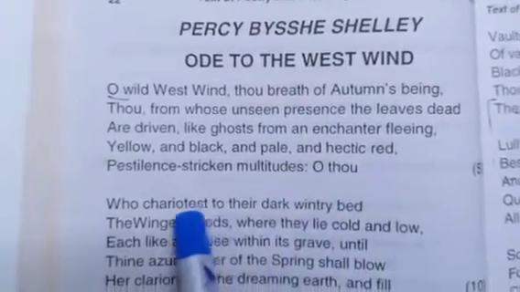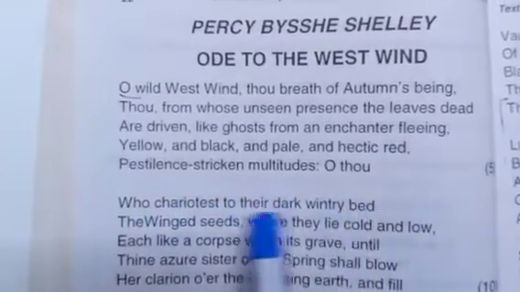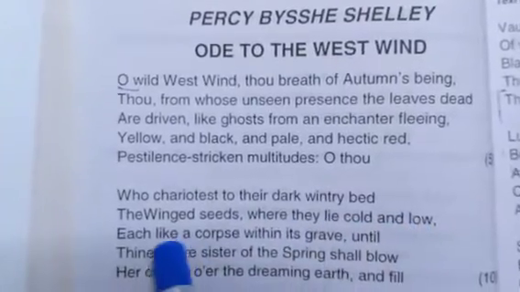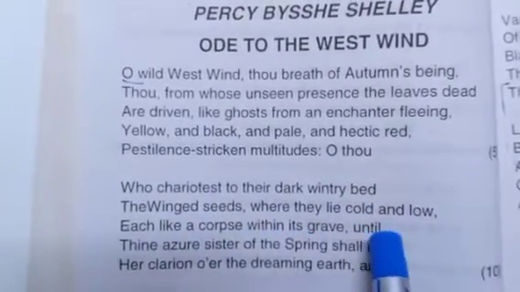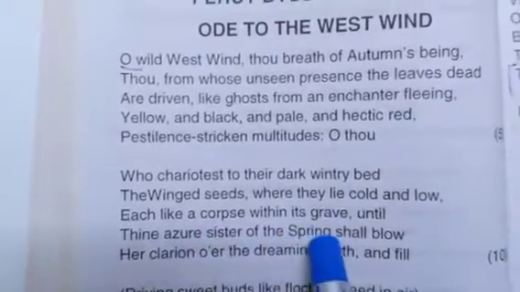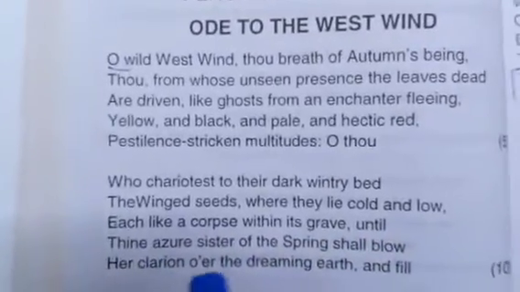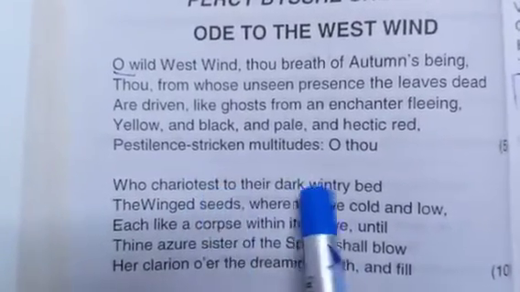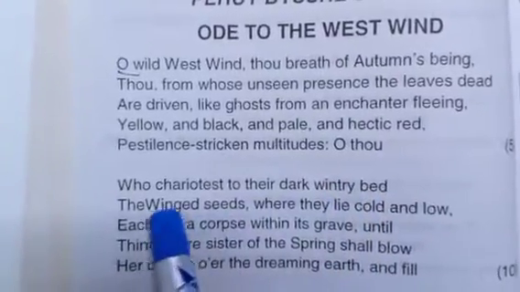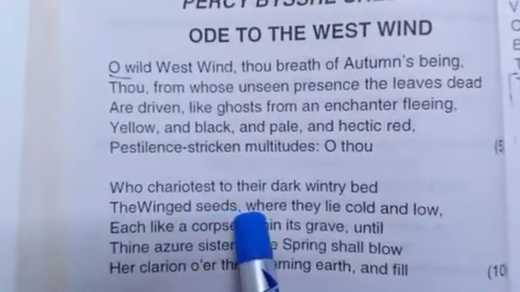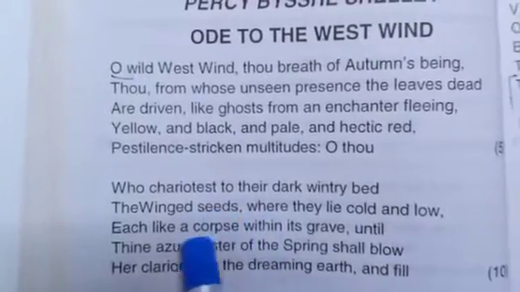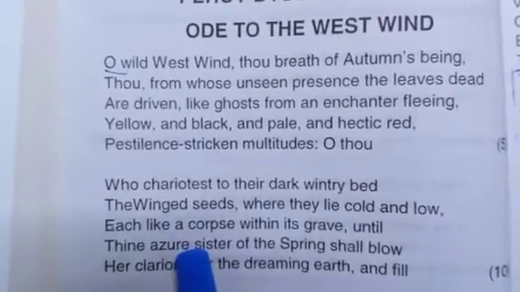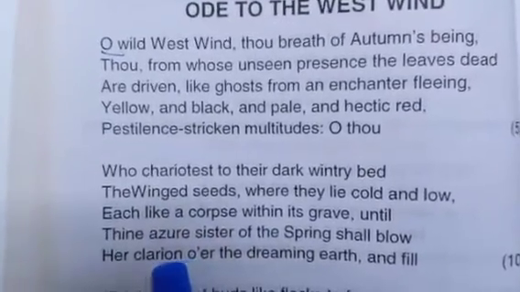O thou who chariotest to the dark wintry bed, the winged seeds, where they lie cold and low, each like a corpse within its grave, until thine azure sister of the spring shall blow. Chariotest means carries, wintry means cold, and the winged seeds, the seeds which are carried by west wind. Corpse means dead body. Azure means bright blue. Clarion is a kind of trumpet.